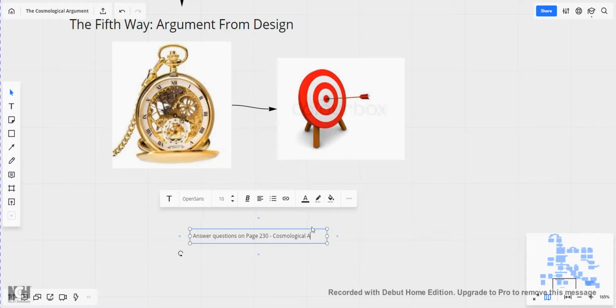All right, so there's a cosmological argument, and they are questions 1 to 5. I want to check and see if you get them done, okay? So make sure you do them.